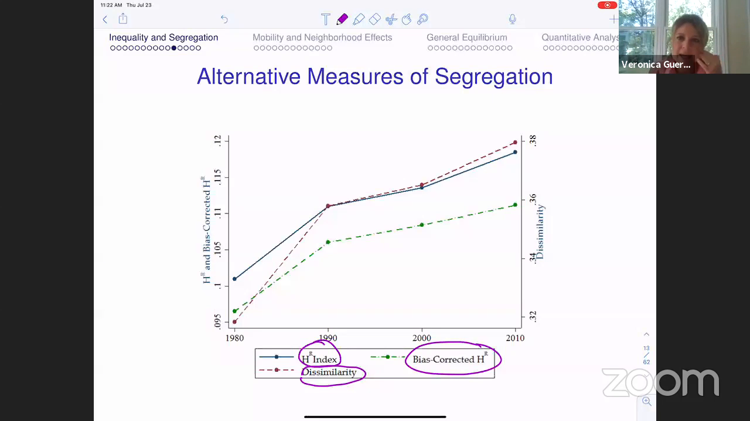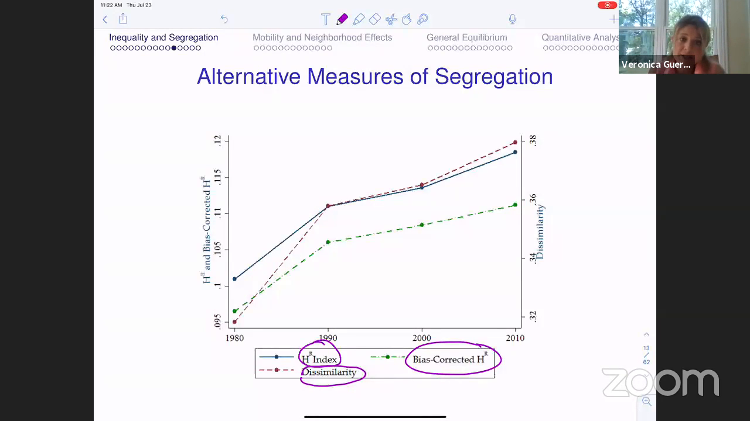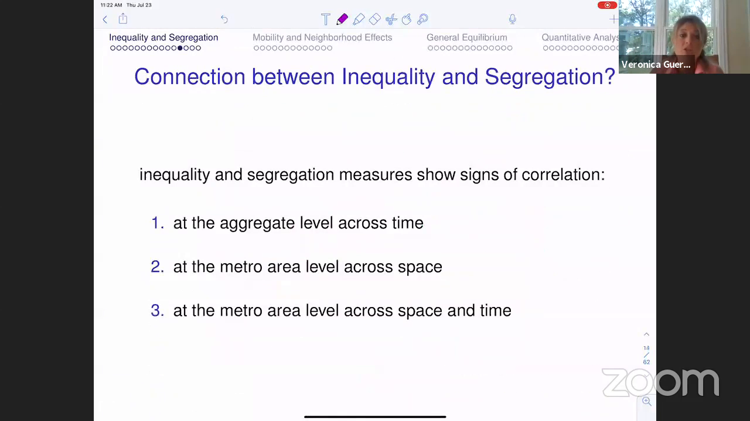But on the other hand, it has a small sample problem, because once you cut off for different percentiles, you start cutting the population into smaller groups, and so you may have problems of small sample bias. That's why they try to correct this with the bias-corrected H index. The thing I want to show you here is that segregation has been increasing over this period, even if we look at these two different measures of segregation.